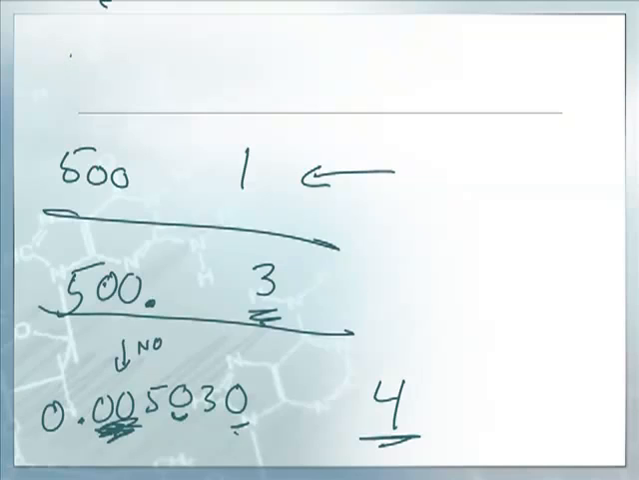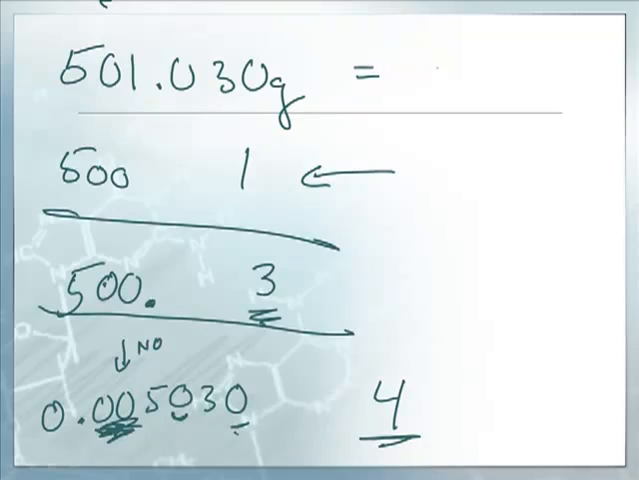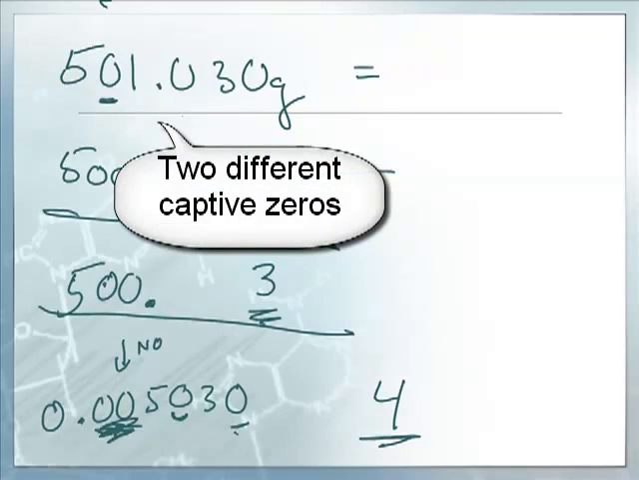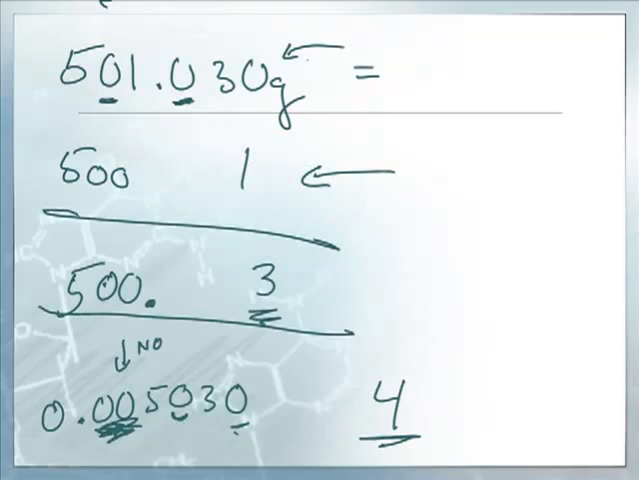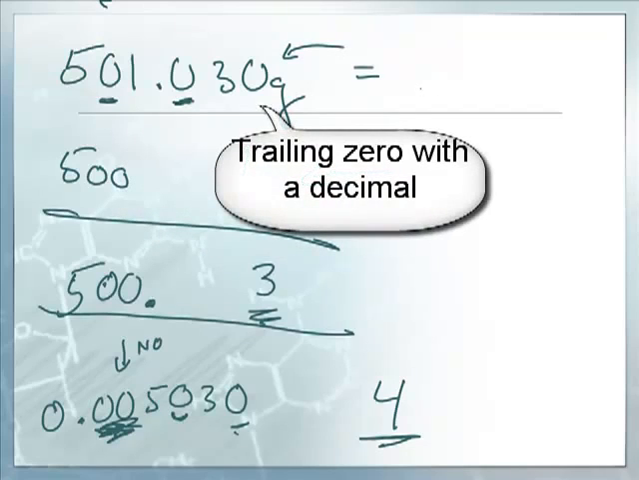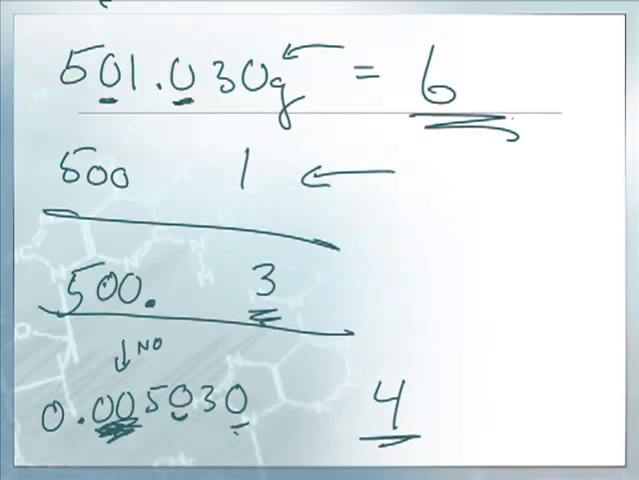Let's do one more combination example here. Let's say I have 501.030 grams or whatever. All the captive zeros are significant. So that'd be this 0 right here. The question always is what happens to the zeros? Everything else is captive, and I've got a trailing 0. The trailing 0 is significant if there's a decimal in the number. I see a decimal, so the 5, the 0, the 1, the 0, the 3, the 0 are all significant, so we have 6 significant figures. That's not too bad. Pretty simple, just count them up.